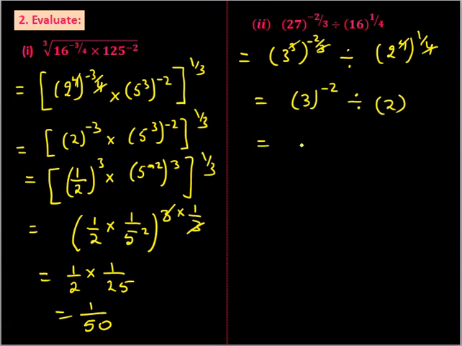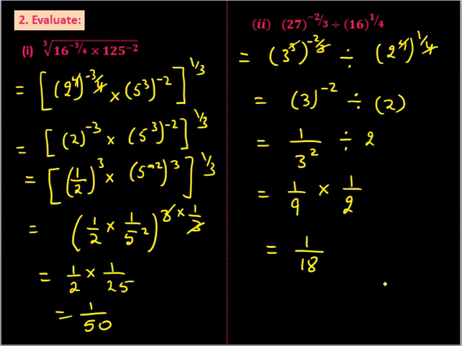Now 3 with an exponent minus 2 can be written as 1 over square of 3. This is getting divided by 2. Now 1 over square of 3 is 1 over 9. Converting it into multiplication, we are going to take the reciprocal of 2. Either we can say this is divided by 2, or we can say this is multiplied by 1 over 2. So you can see after simplifying it, it reduces to 1 over 18.